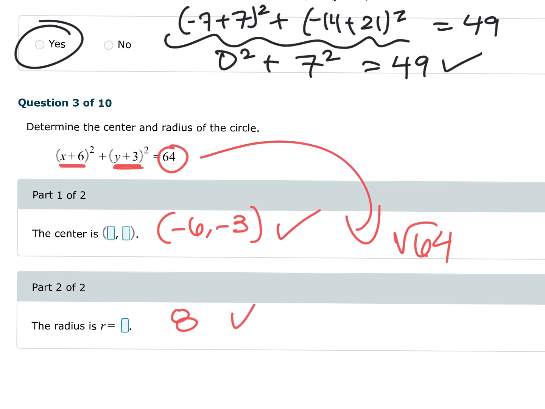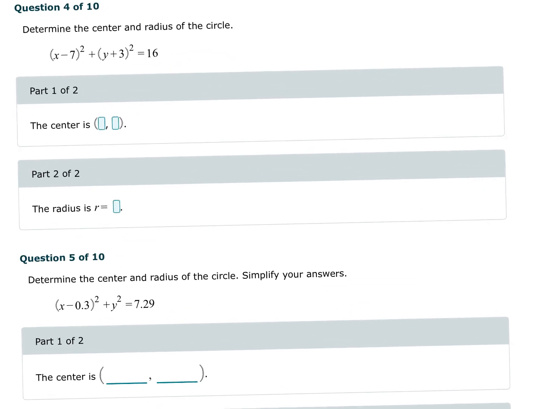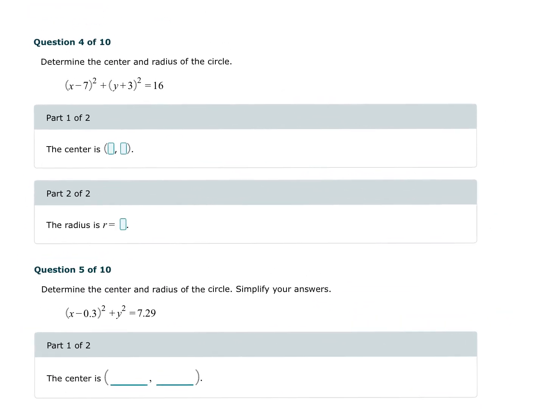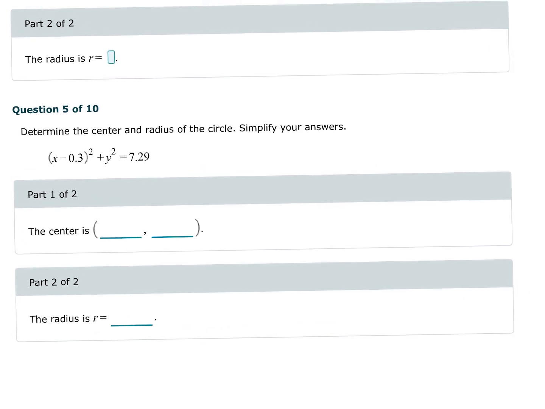All right, let's try number 4, and then we can talk a little bit about number 5. Okay, so number 4 says, actually, no, number 4 is too easy. Sorry, I meant number 5. So 4 is just like 3, right? 4 is too easy. 5, we do have some decimals. So I'll give you a moment to try 5. And then we're definitely going to do 6.